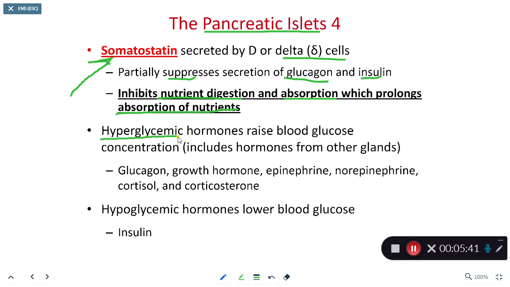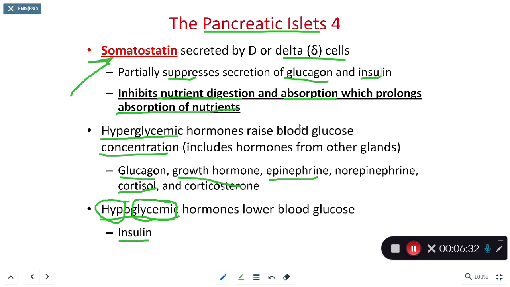If we have a hyperglycemic hormone, these are hormones that are going to raise blood glucose concentrations. Some hormones from other glands are going to be involved in this process. We've already talked about two of them with epinephrine and cortisol. Other hormones that are going to raise blood glucose concentrations include growth hormone and glucagon. So we've actually talked about all of these, at least in some fashion, throughout our Chapter 17 discussion. We also have some hypoglycemic hormones. Hypo means too low. Glycemic refers to the amount of sugar in the bloodstream. The primary hypoglycemic hormone in our body is insulin. And somatostatin is going to interact with all of these hormones, partially altering our body's response and activity to all of these hormones.